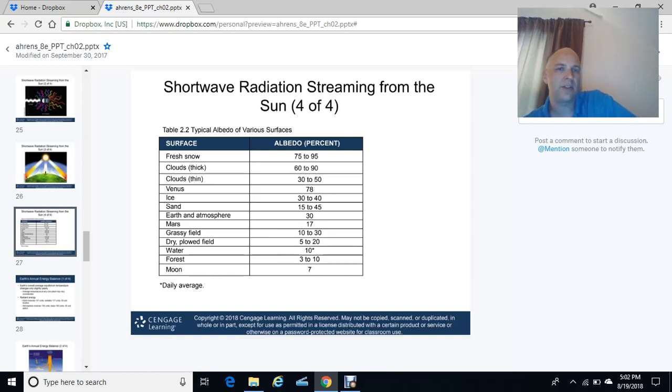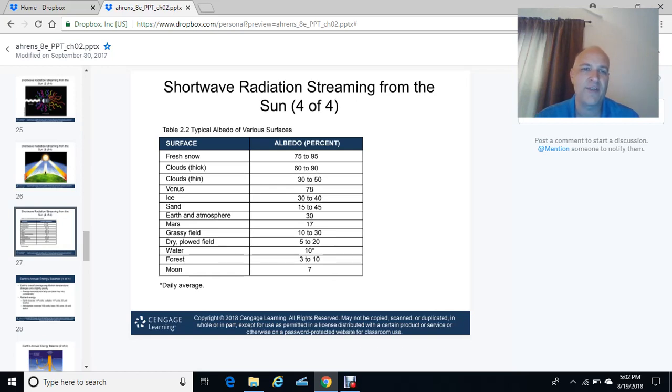Thicker clouds can also have a high albedo at 60 to 90%. Thinner clouds have a respectable 30 to 50% albedo or reflectivity. Look at Venus. Venus has a 78% reflectivity or albedo. That's what makes Venus so bright in our sky at night.